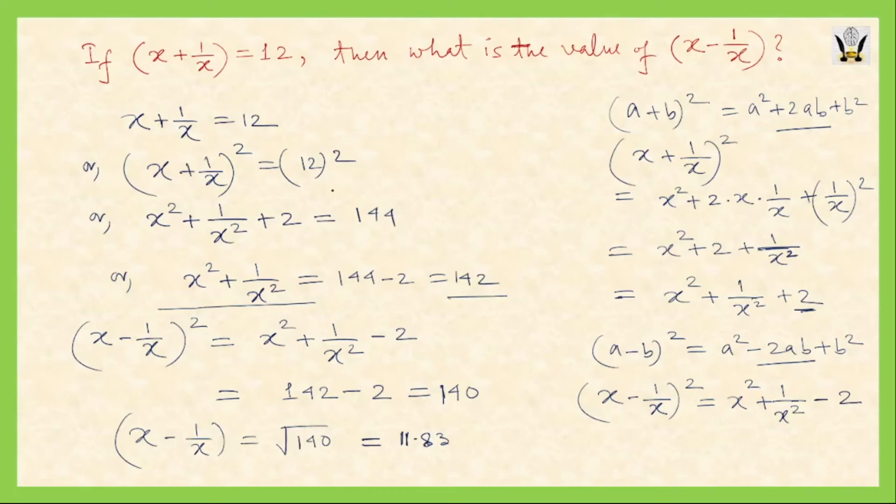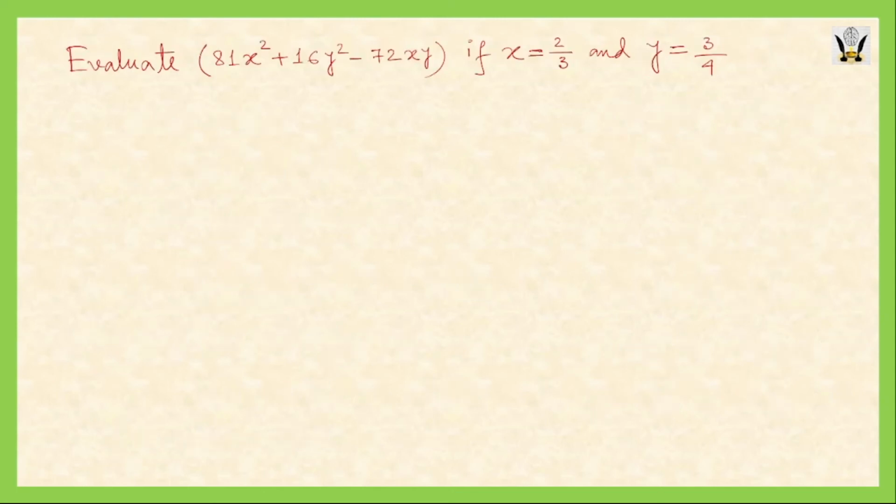Now it may happen that the value of x minus 1 by x is given, and we want to find the value of x plus 1 by x. So we will proceed the same way that we have done in this problem, because here we will start from the square value. x square plus 1 by x square, that value we will first find from the first equation, and then use it in the second equation. So from the second part also we will first find the square value, and then take the square root. Now we will solve our next problem sum, which is this.